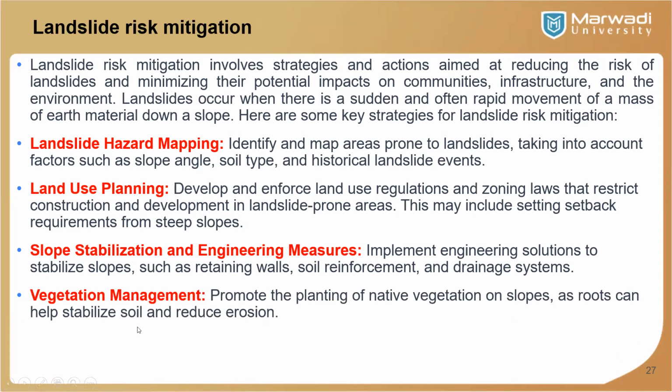Vegetation management: promote the planting of native vegetation on slopes, so roots can help stabilize soil and reduce erosion. Mainly, one of the reasons for landslides from the research is soil destabilization or erosion. So having this vegetation on slopes, the roots of that particular vegetation can help stabilize the soil more and reduce the erosion, which leads ultimately to the landslide. So these are the things.